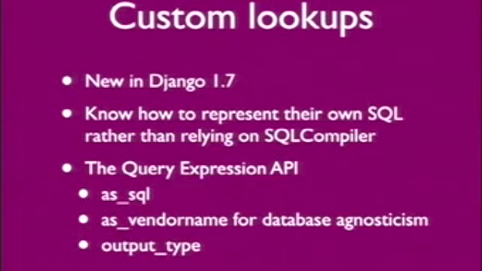They have as_vendor_name, so if you needed to do something different for MySQL, you would implement as_mysql. It's the name of the database, not the name of the database backend. And they also have an output type that says what we can do with this object afterwards. Do we get back something that looks like an integer field? Do we get back something that looks like a char field? And the output type should generally be an instance of a field.